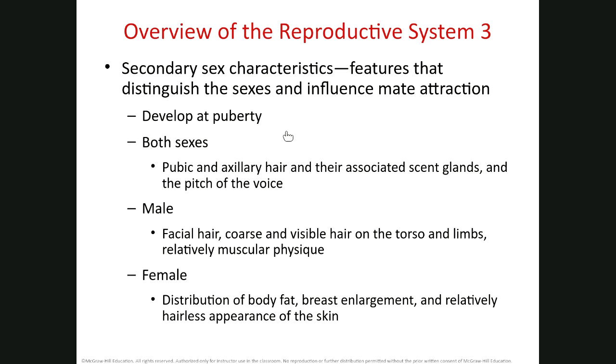Secondary sex characteristics will then differentiate the male from the female. Both of them will have different pubic and axillary hair growth. The pitch of the voice will also be different. The female and the male will also have different degrees of fat and muscular development.